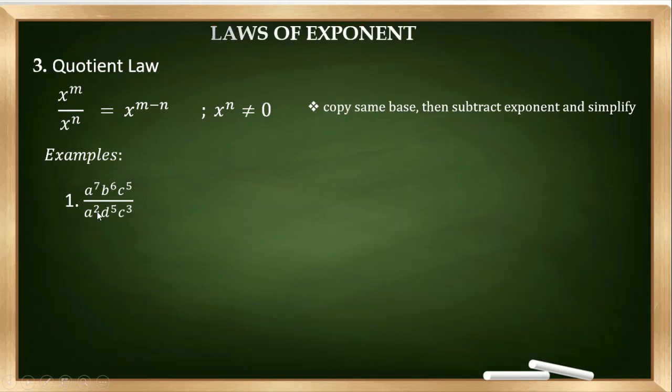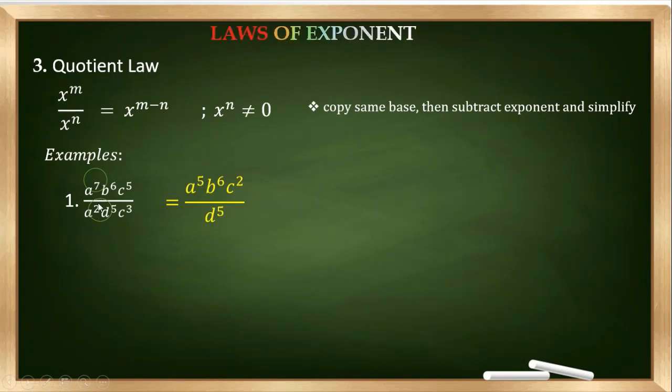So here, we have a. Yung una natin is a. First term is a, and the exponent is 7. So, subtract natin siya since may a rin sa denominator and may exponent siya na 2. So, isusubtract natin yung 2 kay 7. So, we have here 7 minus 2, that is 5.